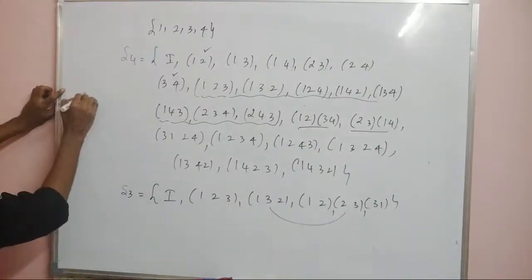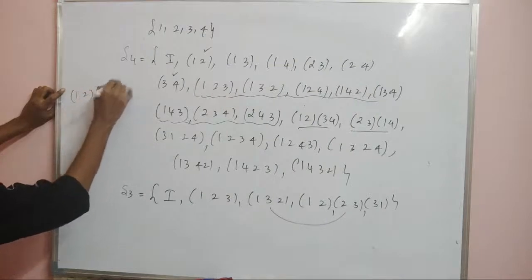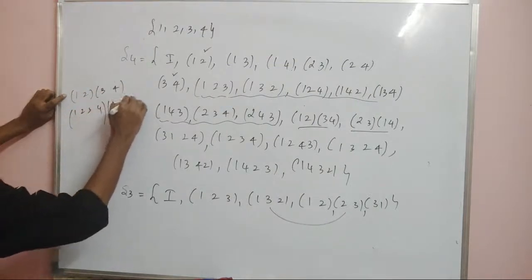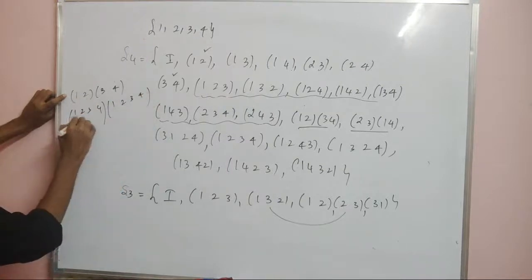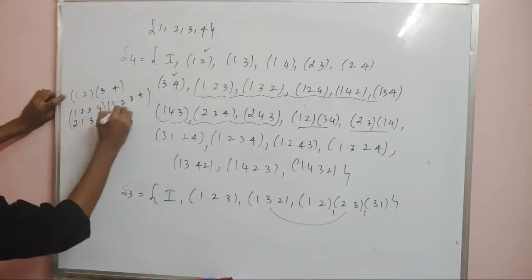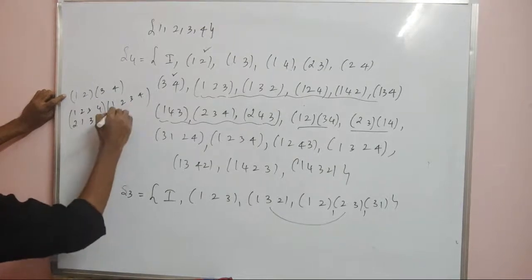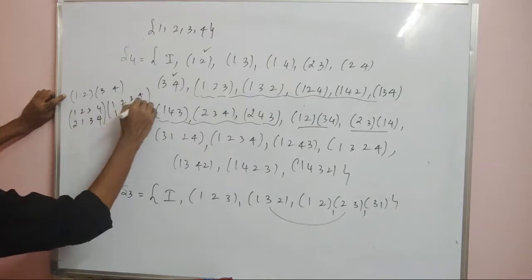So 1 2 3 4. So what will be this permutation? 1 2 3 4. So 1 goes to 2, 2 goes to 1, 3 and 4 are fixed. Sorry, I mean 1 and 2 are swapped in the first one, and here 3 goes to 4, 4 goes to 3.